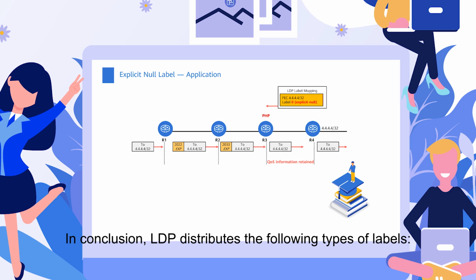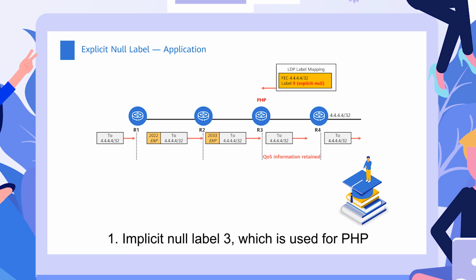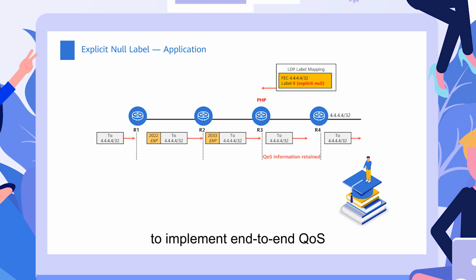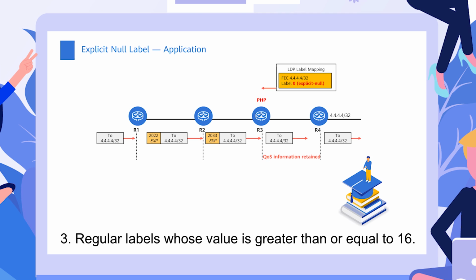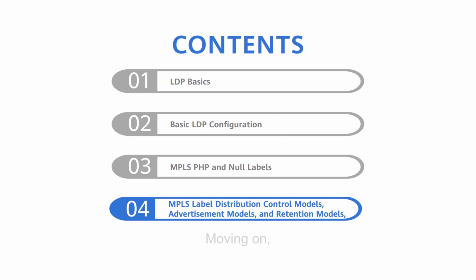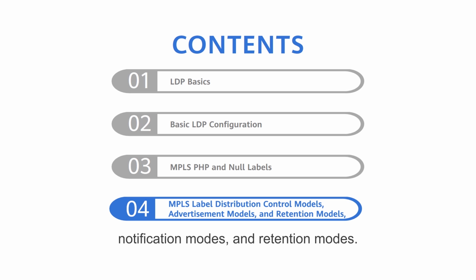In conclusion, LDP distributes the following types of labels. 1. Implicit null label 3, which is used for PHP. 2. Explicit null label 0, which can carry EXP information to implement end-to-end queues. 3. Regular labels whose value is greater than or equal to 16. In this case, PHP is not supported. Moving on, let's take a look at the MPLS label distribution control modes, notification modes, and retention modes.